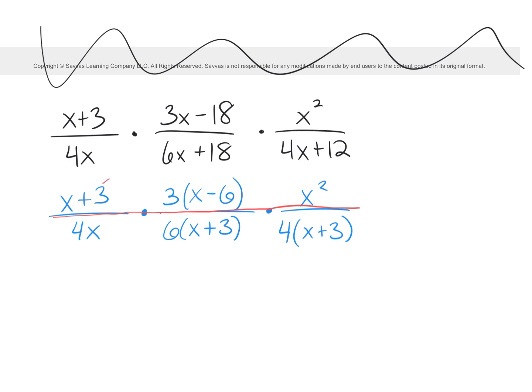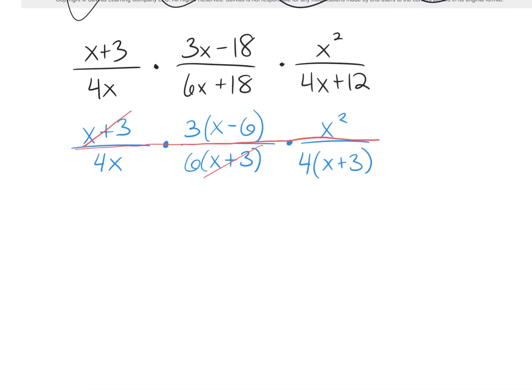Yep. So we have this x plus 3. Can I cancel out both of these? No, only one of them. Does it matter which one? No, it doesn't matter. Is there anything else we can cancel out? No. Okay, let's rewrite with what we have left.